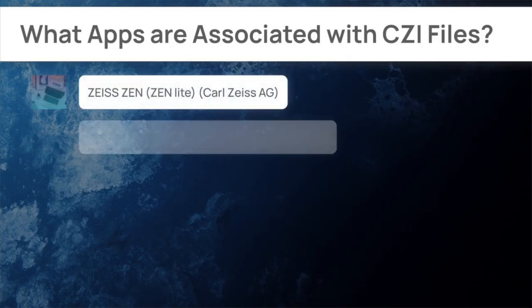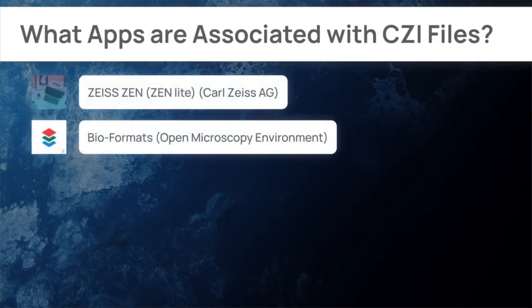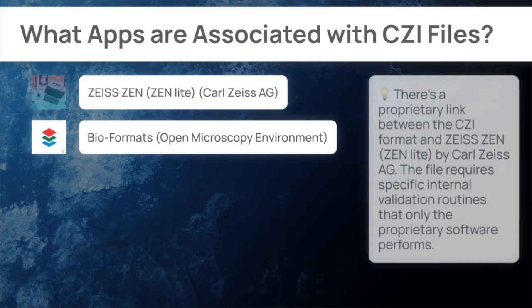The core professional tool for handling the CZI format is Zeiss Zen Lite from Carl Zeiss AG. The file is locked by a proprietary indexing system Windows cannot read natively. Windows can display the image, but layer level or advanced edits require proper editing software.